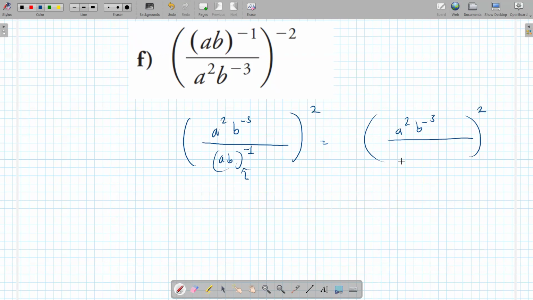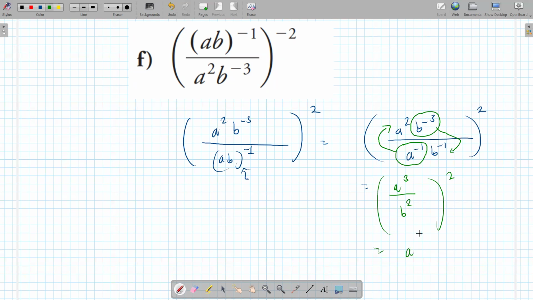What do we get on the bottom? If you open ab to the negative 1, what do you get? A to the power of negative 1, and then b to the power of negative 1. Right. Now, to make the a's positive, you need to throw this up there. It becomes 2 minus negative 1, becomes 2 plus 1, becomes a^3. To make the b's positive, you need to throw this down there. What's the power of b right now? It's 2. Finally open that, it becomes a^6 b^4. And that'll be the final answer.